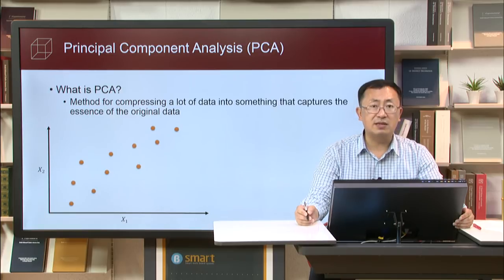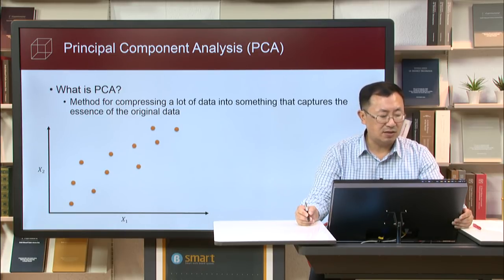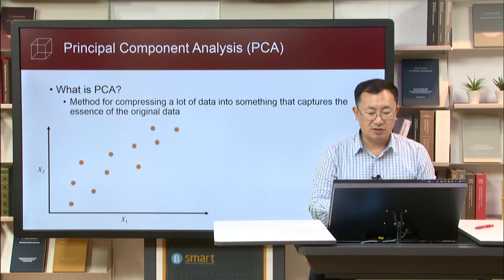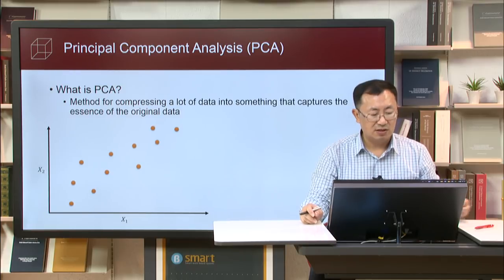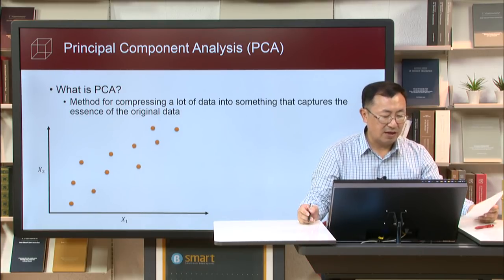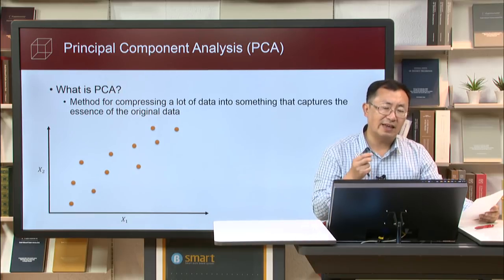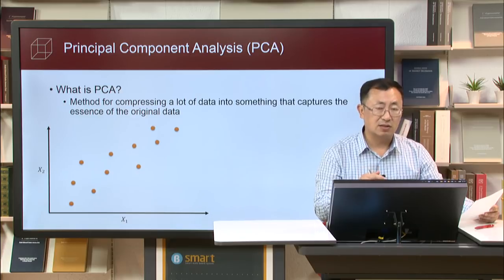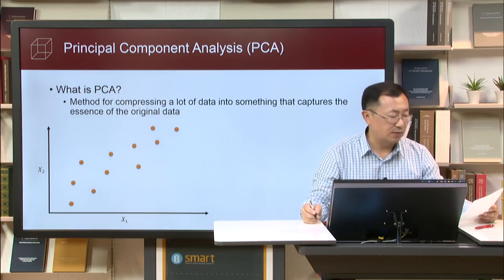So what is PCA, principal component analysis? PCA is a method for compressing a lot of data into something that captures the essence of the original data. Right, so probably you cannot get what this statement means, so we're going to take a look at some examples.